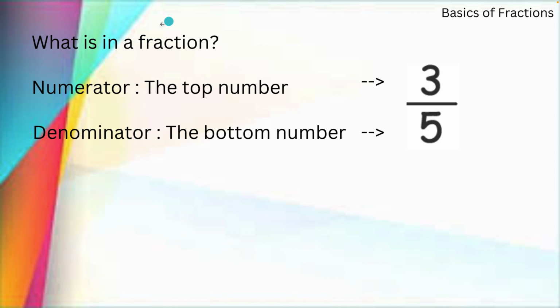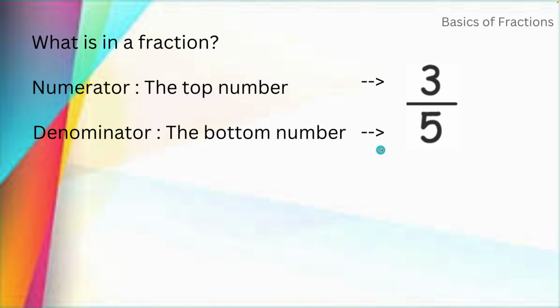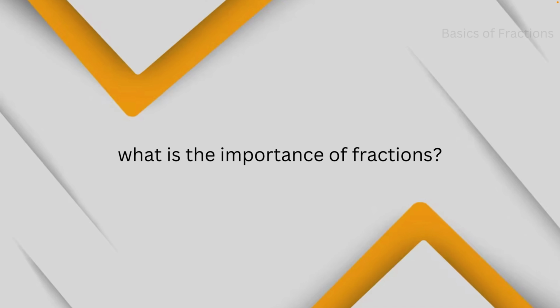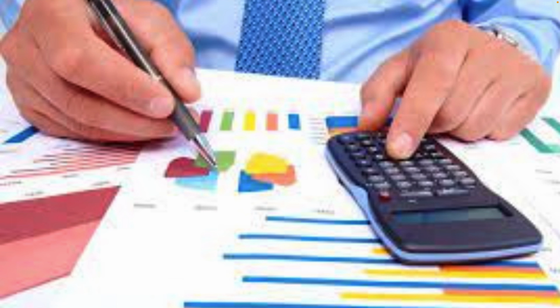So what is in a fraction? We have the numerator and the denominator. Numerator is the top number, very simple, and denominator is the bottom number. Numerator is basically like I said here, is how much you have of the full thing, and denominator is everything. Okay, so what is the importance of fractions? We can use it in measurements, recipes, and finance to calculate percentages or whatever.